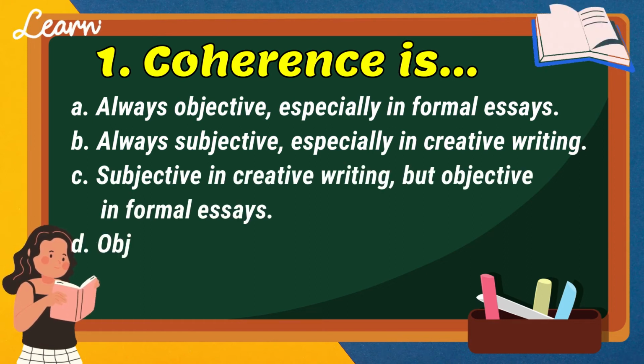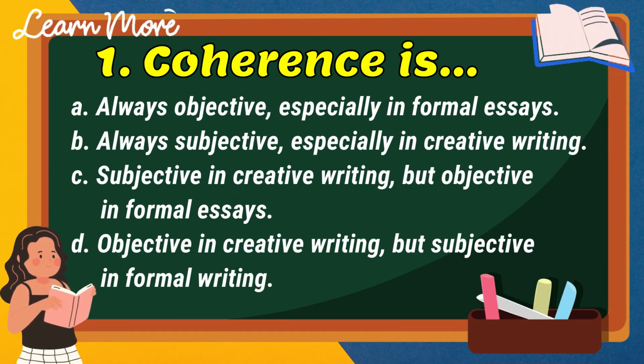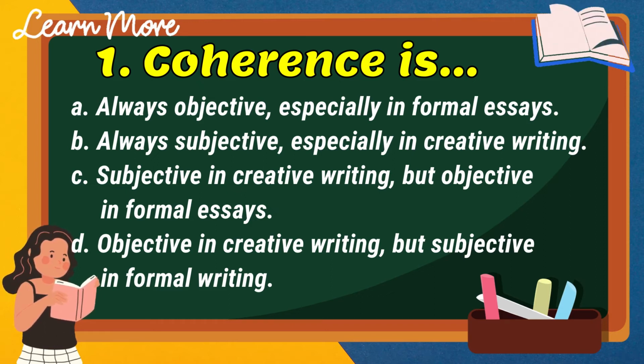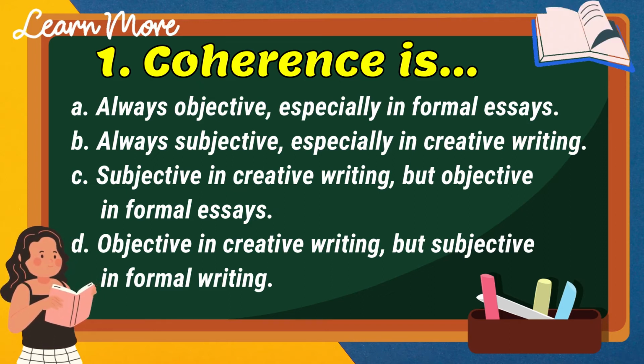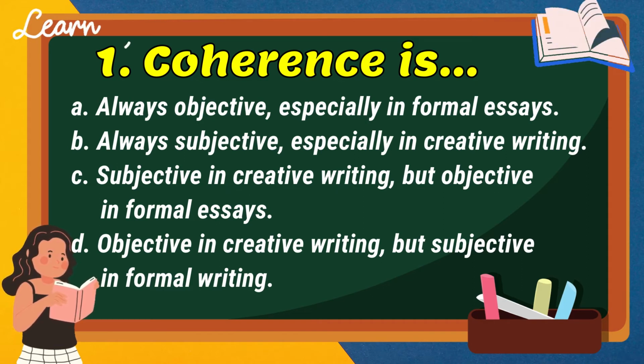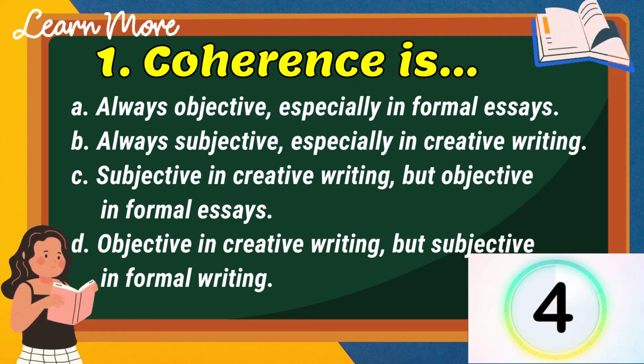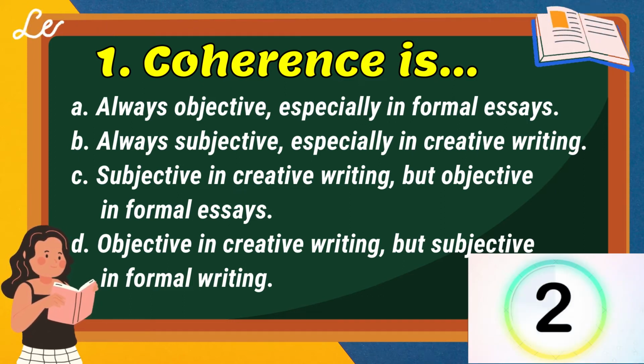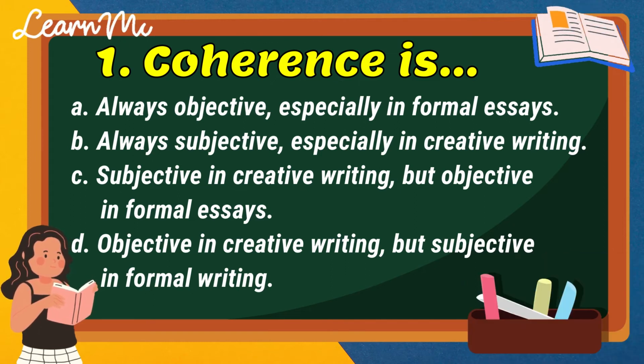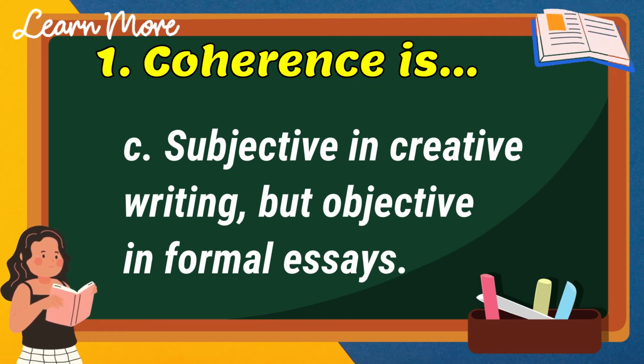Number 1. Coherence is A. Always objective, especially in formal essays. B. Always subjective, especially in creative writing. C. Subjective in creative writing but objective in formal essays. D. Objective in creative writing but subjective in formal writing. That's right! The answer is letter C. How about the next one?